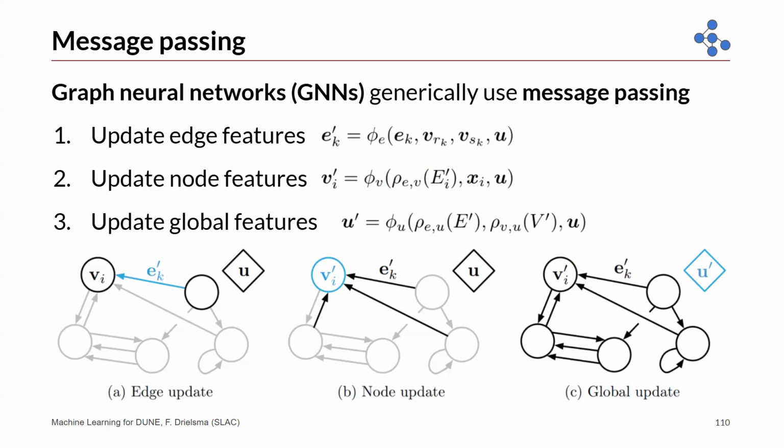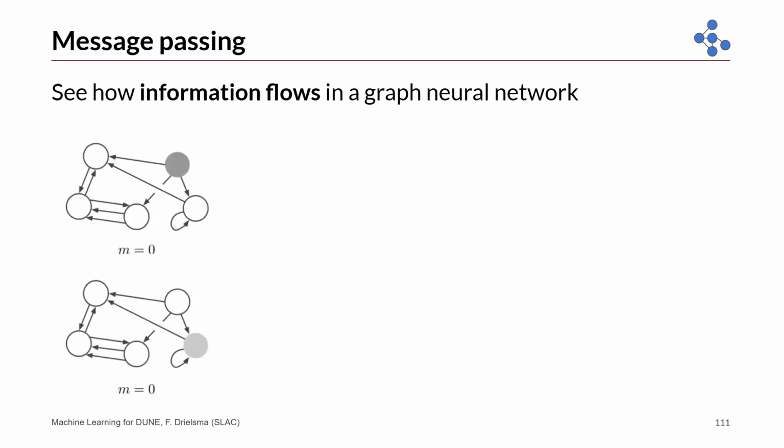Each of these functions that you see here, phi e, phi v, and phi u, are 3 different neural networks, typically just MLPs, so multi-layer perceptron, which we talked about before. And this is the most generic definition of how you can put a graph together. I'm just giving you an example as to how information propagates now inside of the graph.